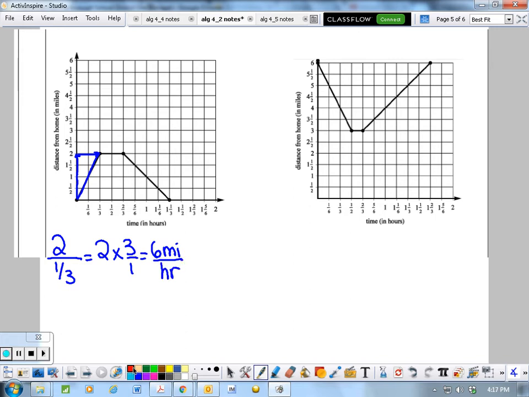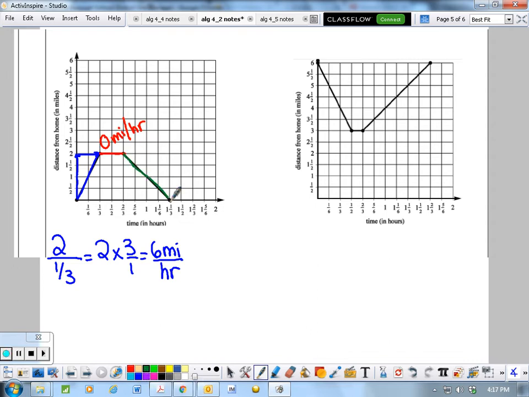Okay, now I'm going to move on to the red. And luckily, I learned from my last problem, and I also remember from our notes the other day that when it's flat across, the slope is 0, so this is 0 miles per hour. Woohoo, I like those kind of problems.